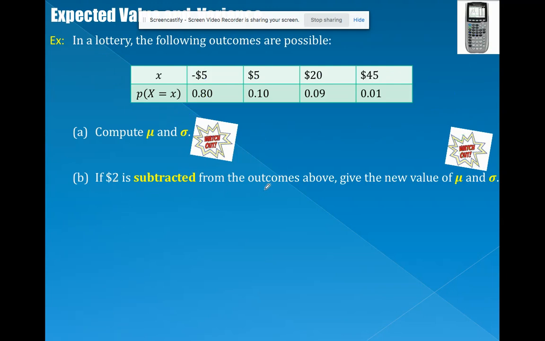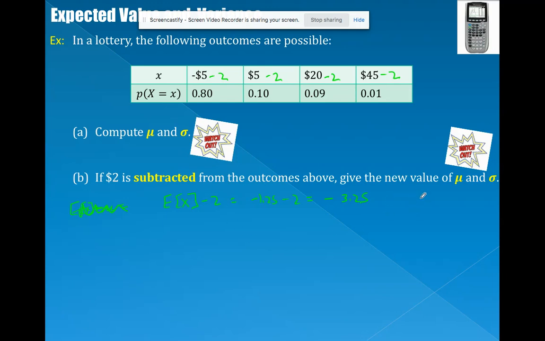If $2 is subtracted from the outcomes, do you have to run a whole new one variable statistics thing and change all of your list one? You do not. You just have to take mu, your expected value, take the old one, and subtract 2 from it. So we had negative 1.25 minus 2. Now remember, this is money. So if I do this multiple times, I'm expecting that overall I'm going to lose money, right? That's the interpretation of this.